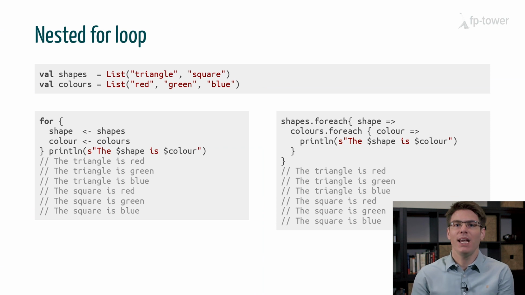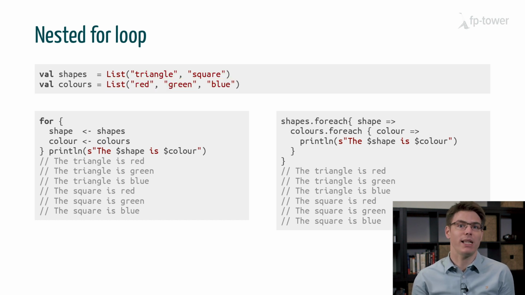Before we move on to the exercises, I would like to show you one last feature of for loops, that we can iterate over several data structures at the same time. For example, here we have two lists, one that contains shapes and another that contains colors.